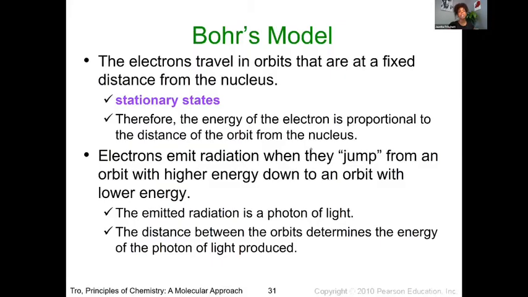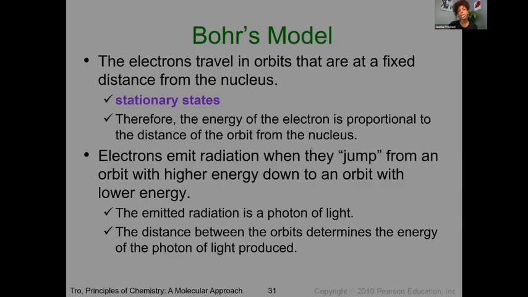What we do see is that the electrons can travel in orbits that are at a fixed distance from the nucleus, and these are called stationary states. Therefore, the energy of the electron is proportional to the distance of the orbit from the nucleus. In order to transfer from one energy state to another, electrons have to absorb energy from someplace. As they go down from higher to lower energies, they emit energy in the form of light. That light is the photon of light that we talked about in previous videos, and the wavelength will be dictated by how far of a transition they're undergoing.